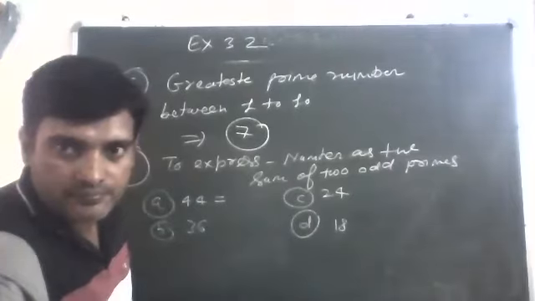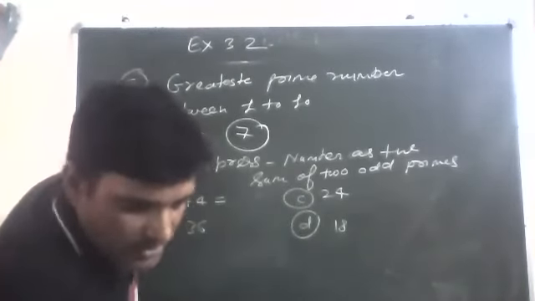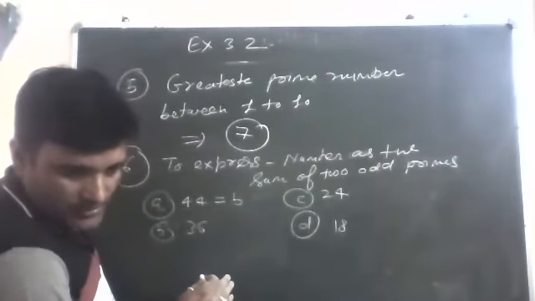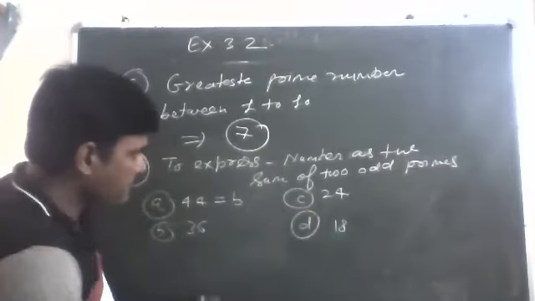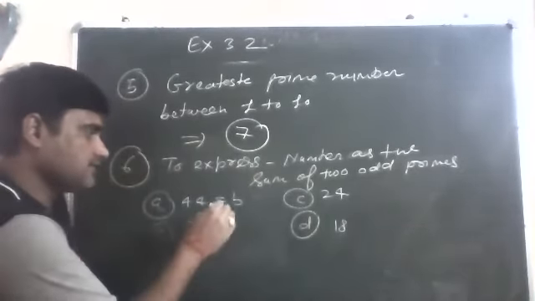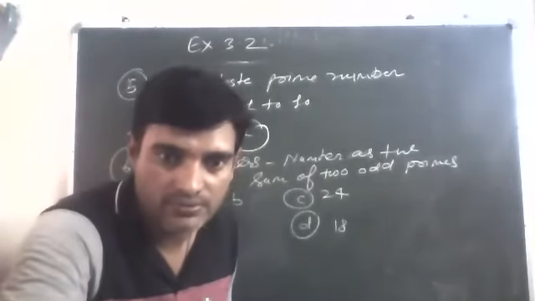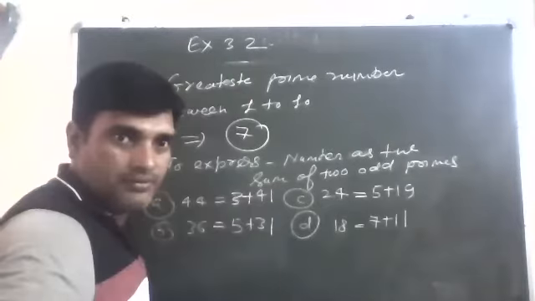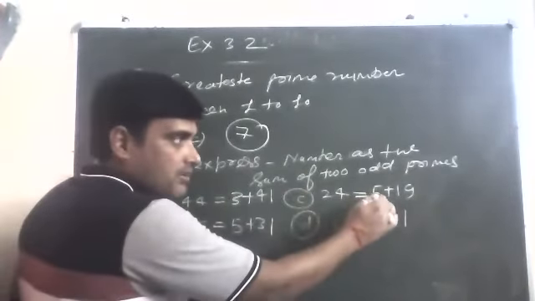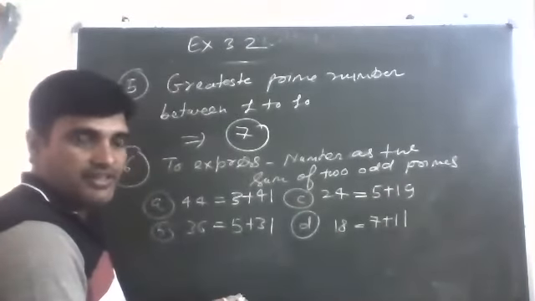Okay. Now our next number, 53. Sum of two odd primes. 3 plus 41, 24: 5 plus 19, 36: 5 plus 31, 18: 7 plus 11. Okay.